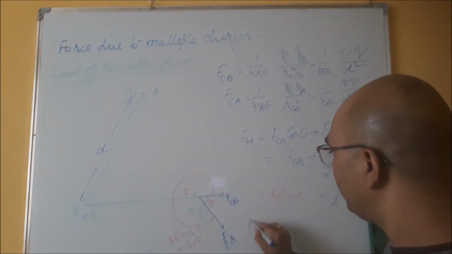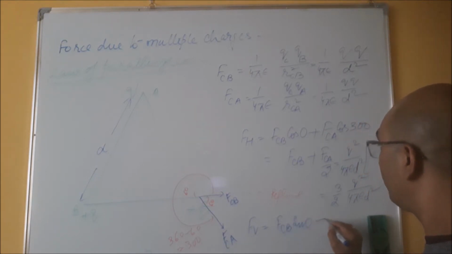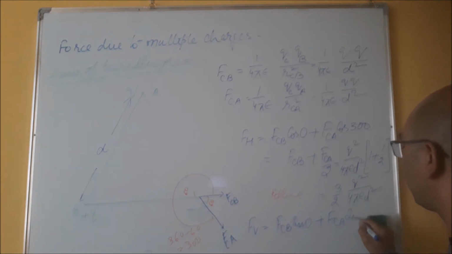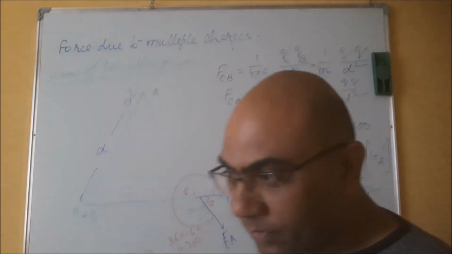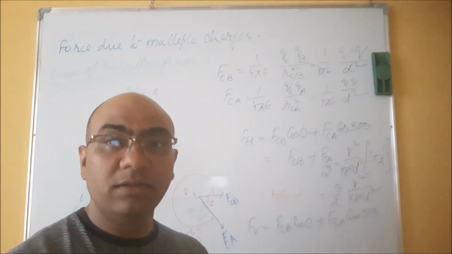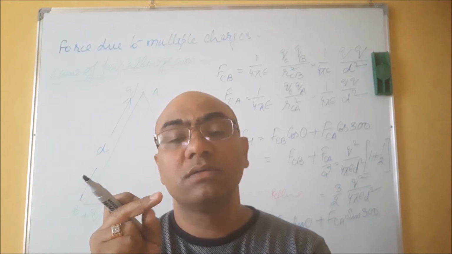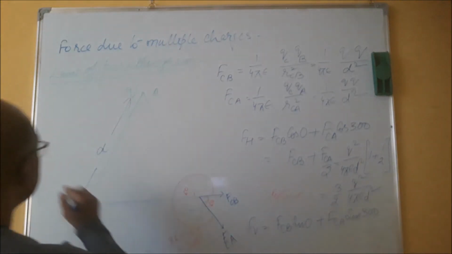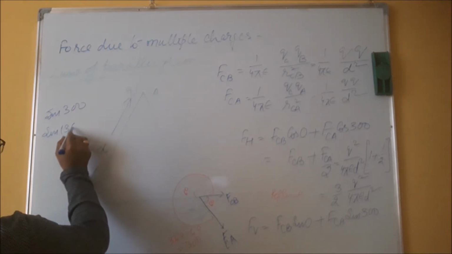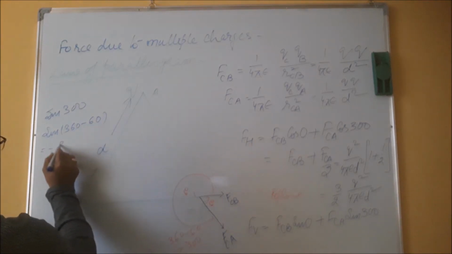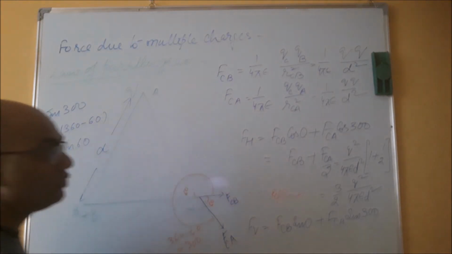Similarly, find FV. So FV will be FCB sine 0 plus FCA sine 300, right? FCA sine 300. What is sine 300? Sine 300 is minus, so I can write sine 300 as sine 360 minus 60, so minus sine 60. And what is the value of sine 60? Minus root 3 upon 2, right?